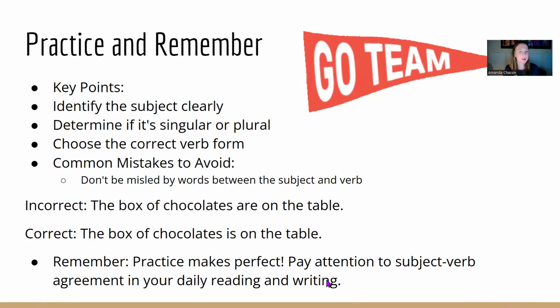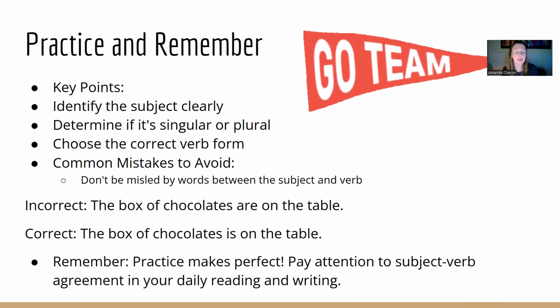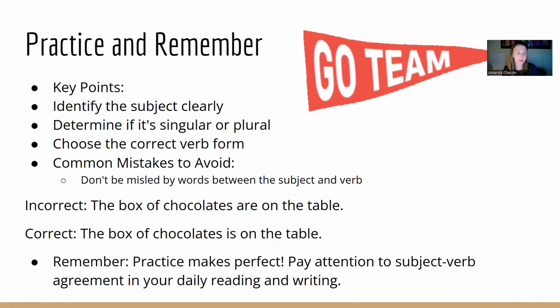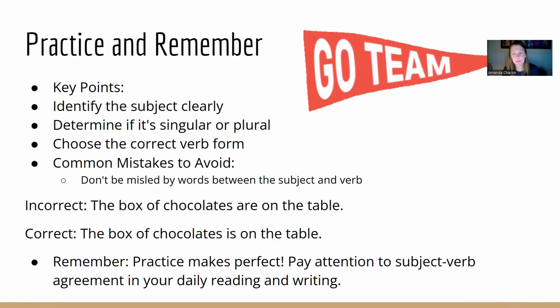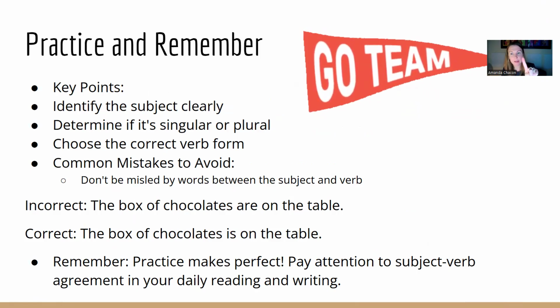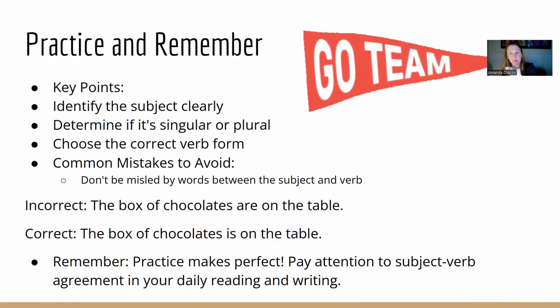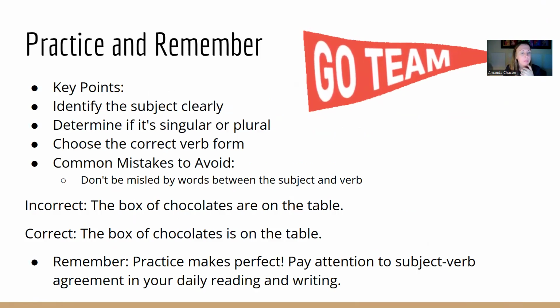So practice and remember these key points. Make sure you identify the subject clearly and see if it's singular or plural, and then choose the correct verb form to go along with it, to match it. Don't be misled or distracted by any words between the subject and the verb. It's really easy to underline the subject and write an S over it, underline the verb and write a V, and then we can go from there.